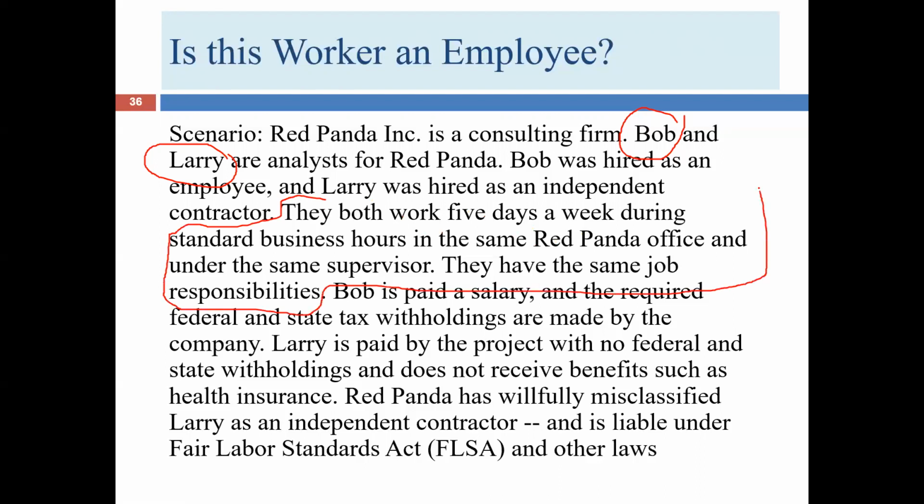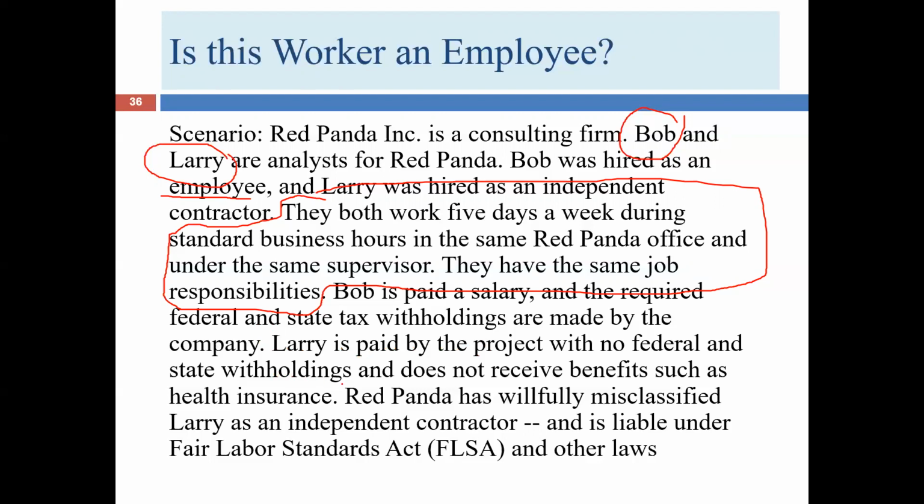All of this is the same between the 2 of them. But here we get into some differences. Bob is paid a salary. After all, he's an employee. And of course, Red Panda does all the required withholdings and all the deductions and makes all the payments that it has to with respect to Bob. But Larry isn't paid a salary. He's paid on a project basis. And of course, because he's being treated as an independent contractor, there aren't any of these withholdings. Plus, he doesn't get benefits.